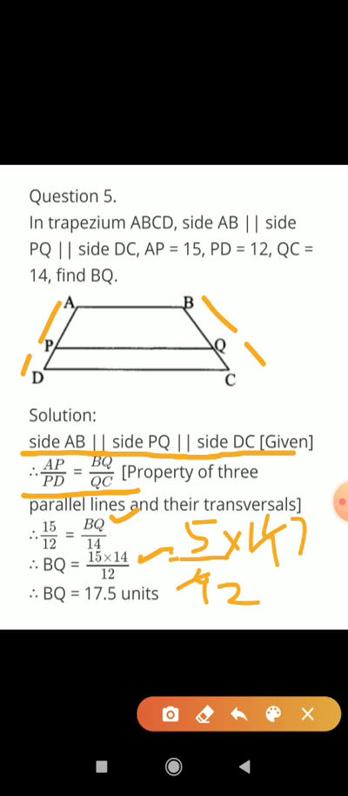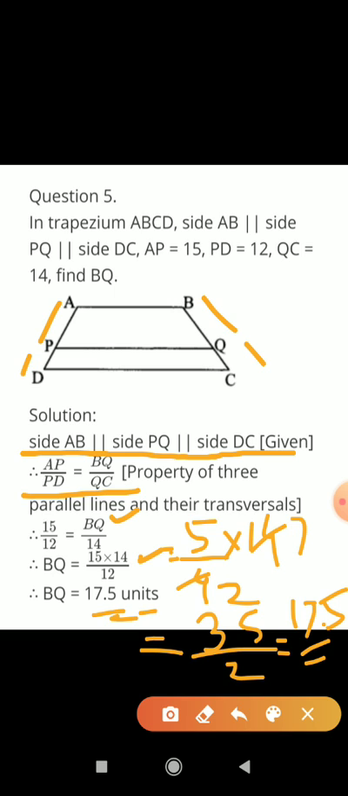Okay, now 7 into 5. So 7 into 5 is 35, and divided by 2. So 35 divided by 2, 2 1s are 2, remaining 1, 2 7s are 14, again remaining 1 point, then 10, and 2 5s are 10. So the answer is 17.5 units.